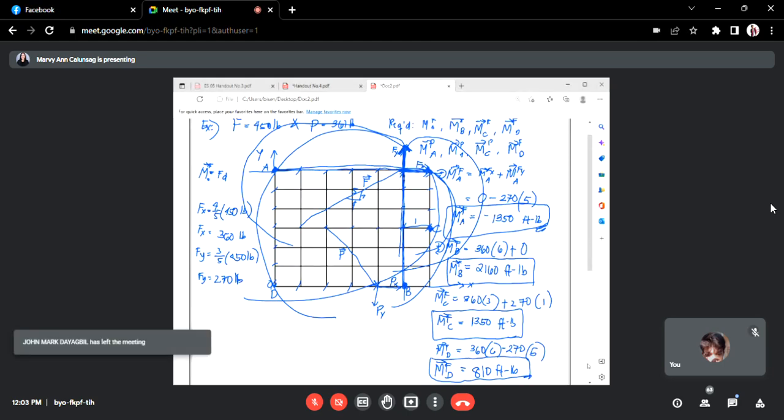Okay. I want you to answer in your notes the moments about those four points. Get your notes, then open your camera. I will check if you all solved it. Find the moment of force F about points A, B, C, and D. Okay, everybody solve. Open your camera, please.